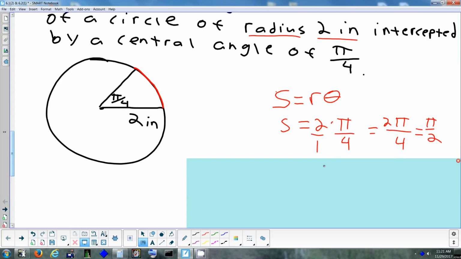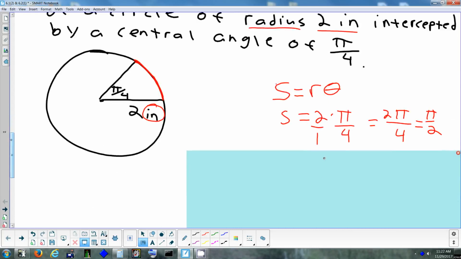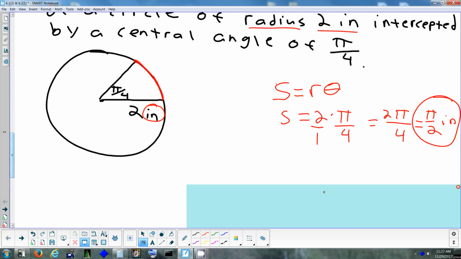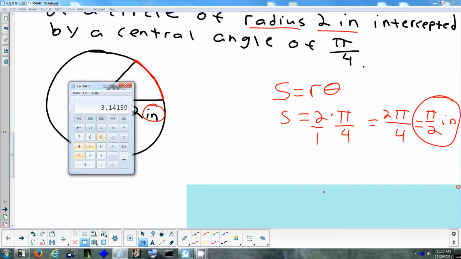What is S? S is the length. So I go back to my problem and look at the units they used for length. If you put a piece of string on that red arc, it would be pi over 2 inches. That's the answer. How much is that? Roughly, I know I said just use the pi button, but that's more than accurate for what we need. So it's about 1.57 inches.